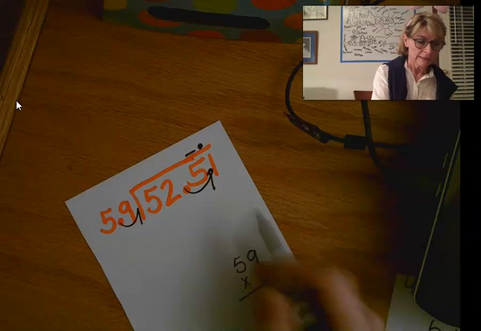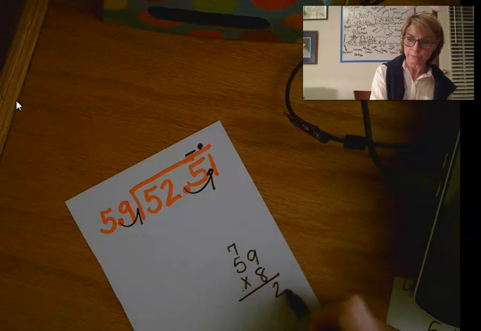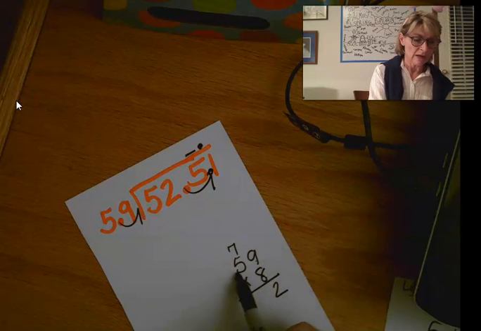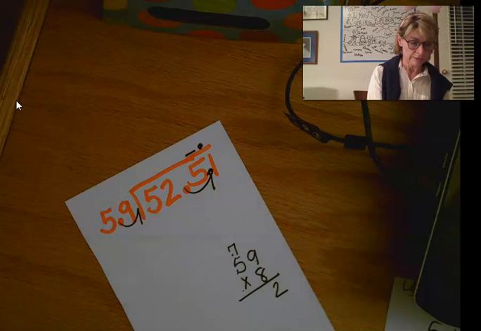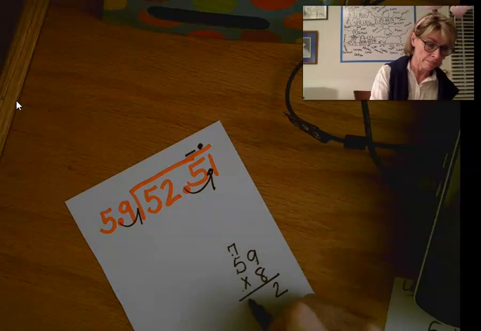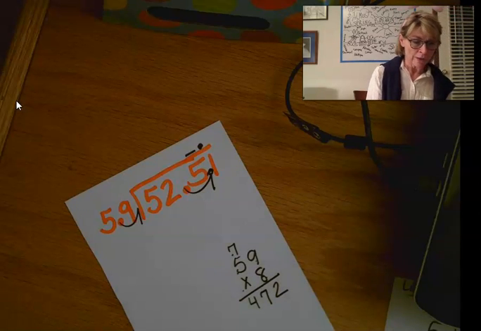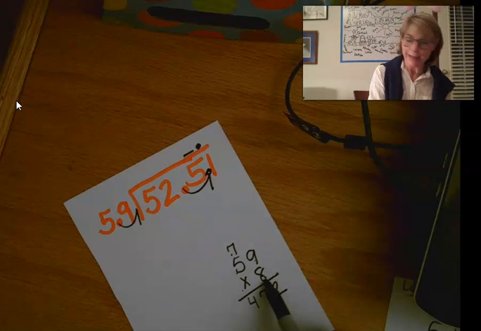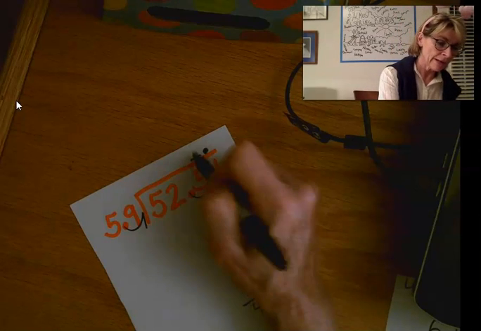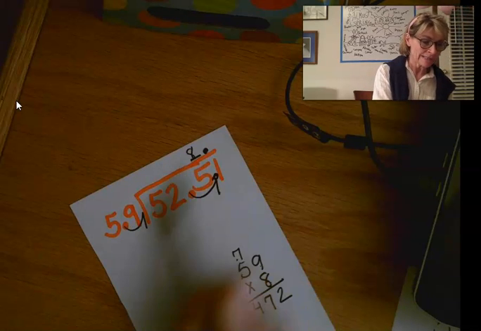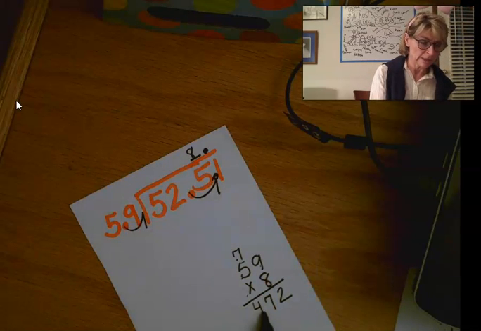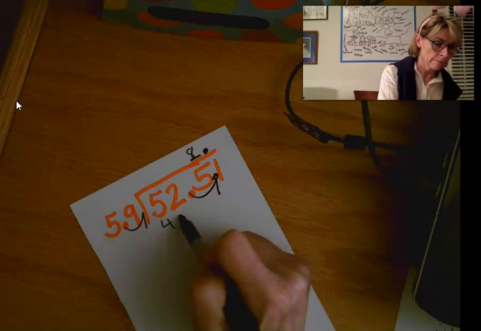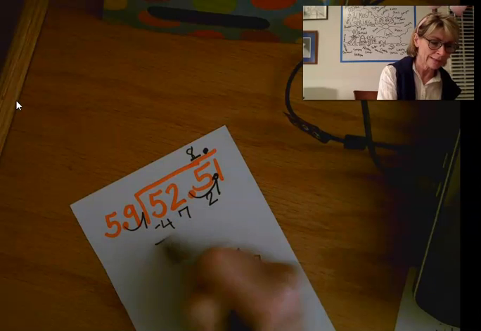8 times 9 is 72. 8 times 5 is 40, plus 7 more is 47. All right, so 59 will go into 525. I'm going to try 8 times. So I'm going to put an 8 in my quotient. I know 8 times 59 is 472. I'm going to subtract it.